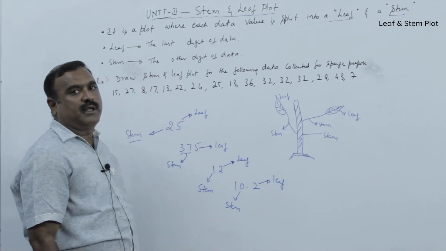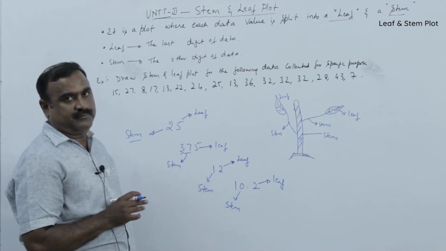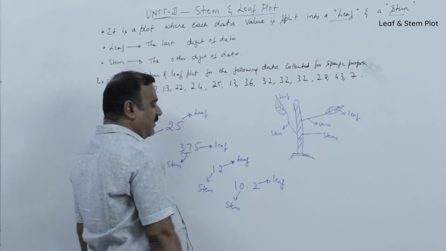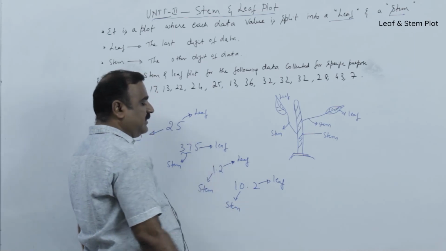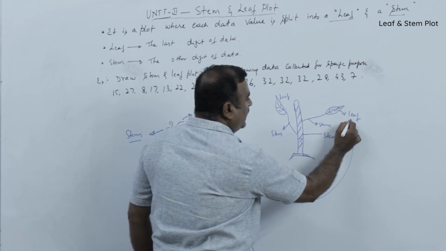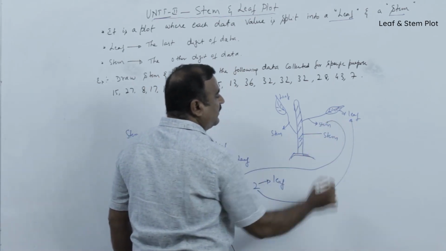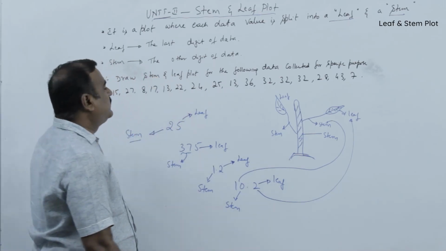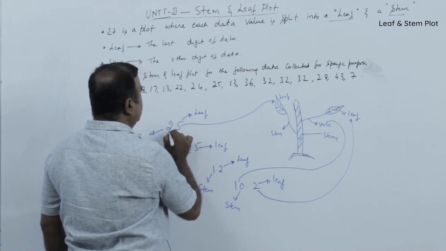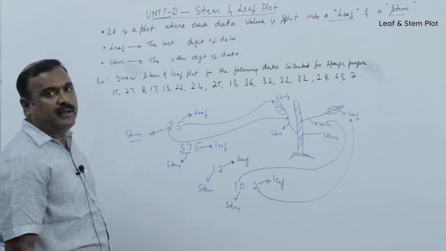So in the stem and leaf plot, now you have clearly understood what stem is and what leaf is. The last digit we call a leaf, and the first digit we call a stem. For example, here 2 is the leaf, and this 10 represents the stem. Understood? Here 5 is the leaf and 2 is the stem. It is called a stem and leaf plot.